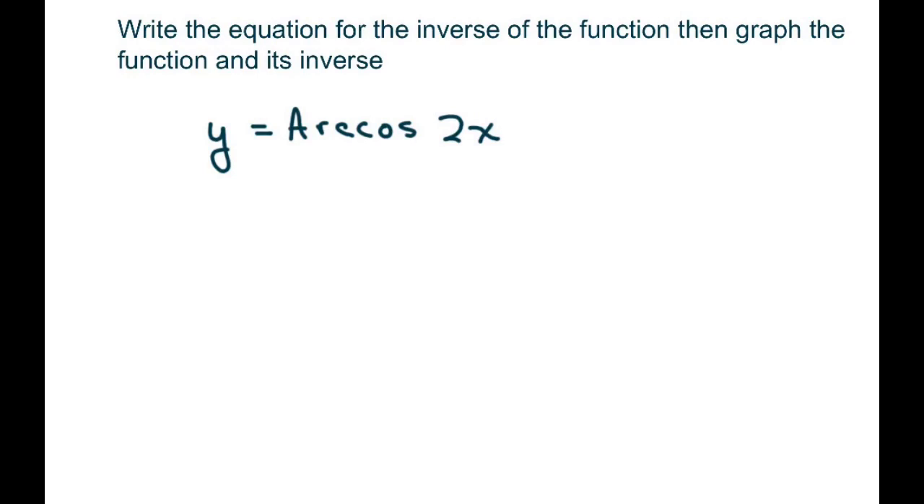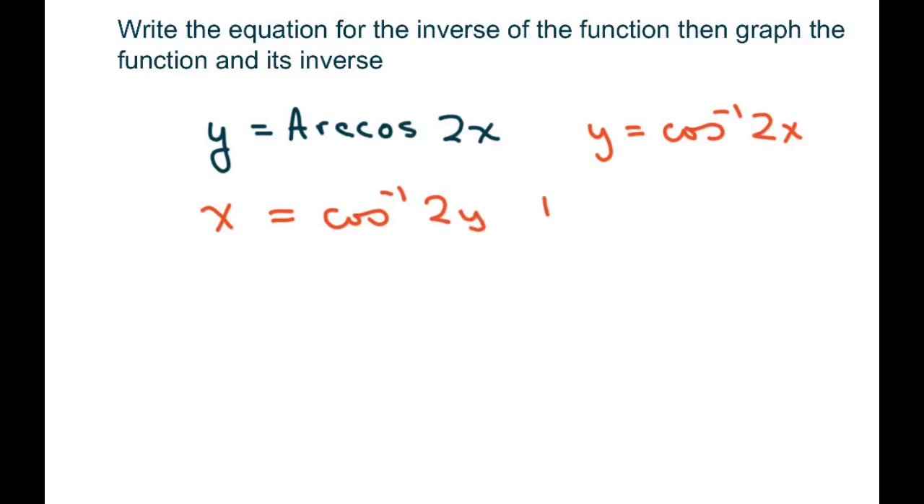to write the equation for the inverse of the function and then graph the function and its inverse. So basically this is y equals inverse cosine of 2x. So the first thing we're going to do is switch the x and the y. That's its inverse. So now we have the inverse, but we want to solve for y so we can graph.